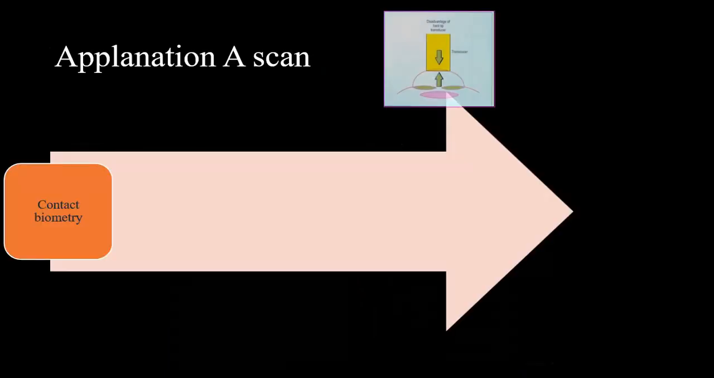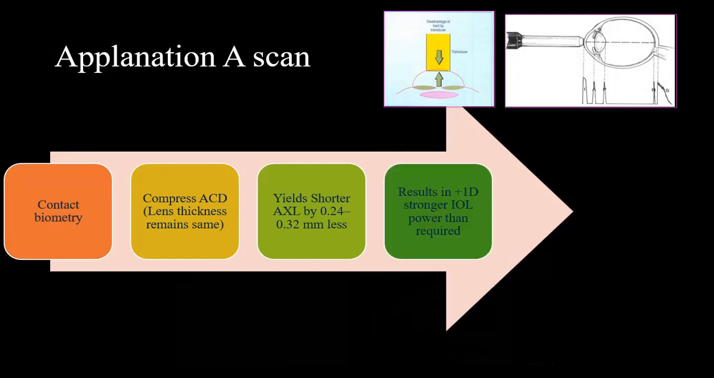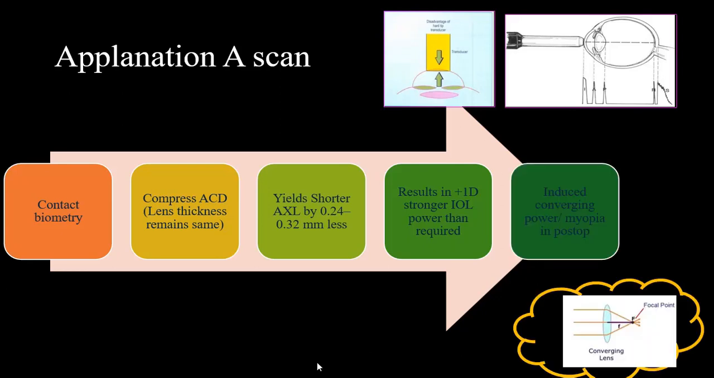Coming to applanation A scan, it is a contact biometry, so we are going to compress the anterior chamber depth. The lens thickness remains the same, but because the anterior chamber depth is compressed, it yields a shorter axial length by 0.24 to 0.32 millimeter. When the axial length is shorter, we have to converge the rays, so we add plus power. It will show a falsely +1 diopter stronger IOL than required. When we add more plus power to the eye, it induces more convergence, and there is going to be a post-operative myopia.